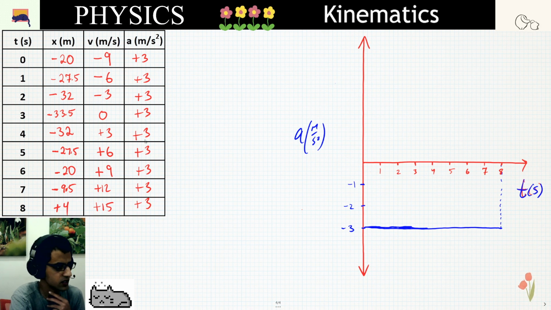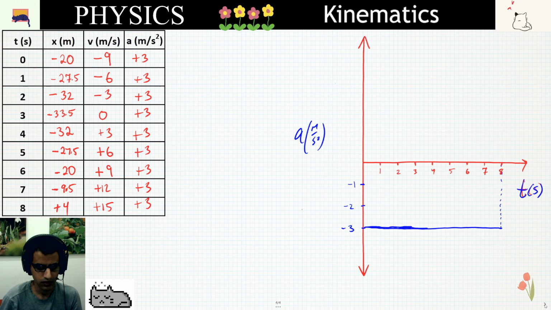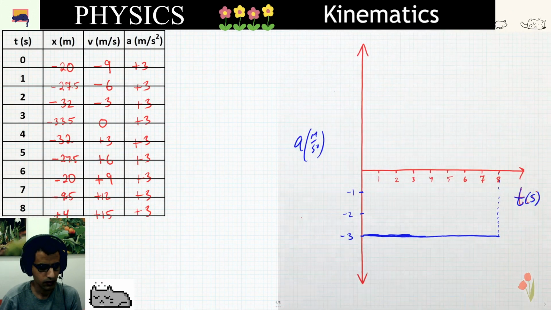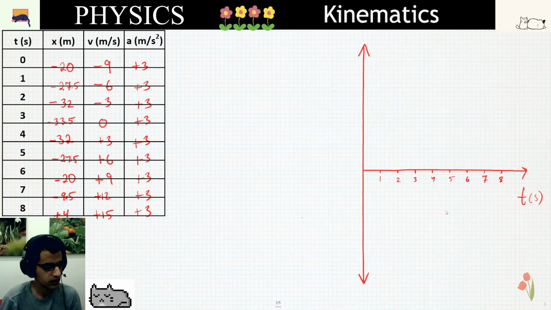That corresponds to the information here in this column. So we're done with the acceleration graph. Let's move on to the velocity graph. It would be over here.